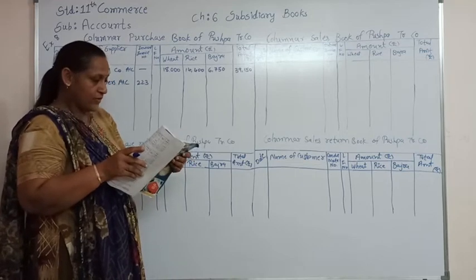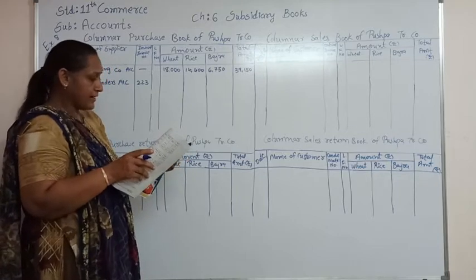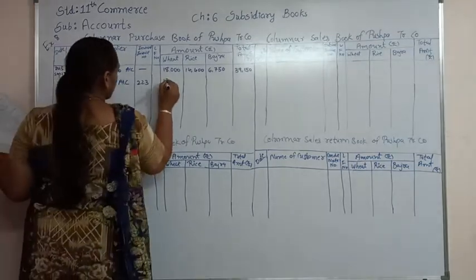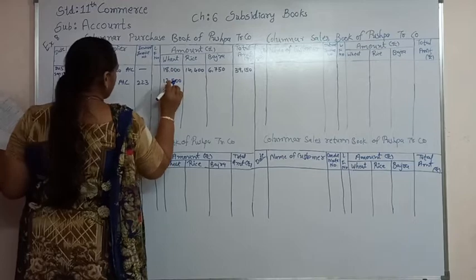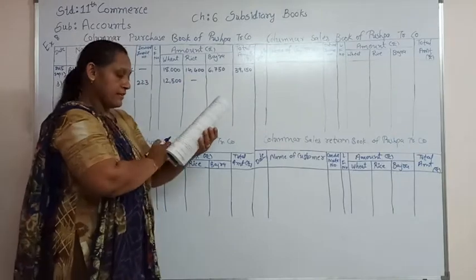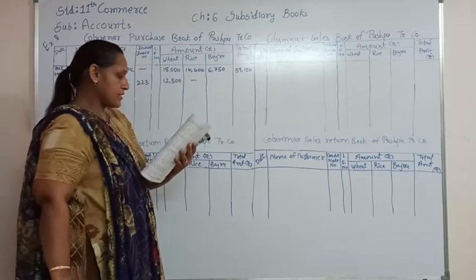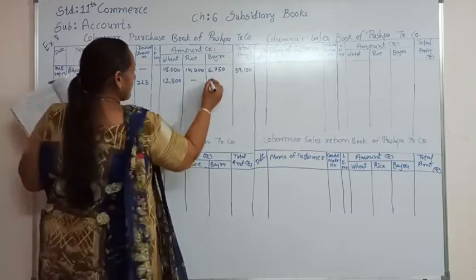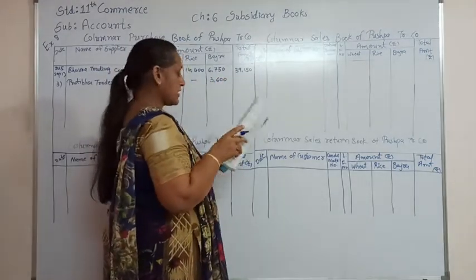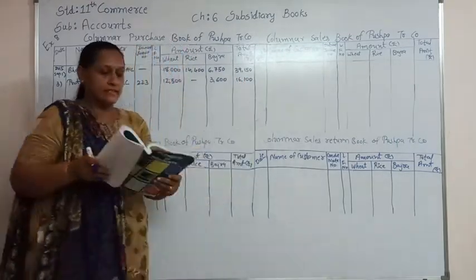So that will be 500 into 25, and again there is no trade discount, so straight we are going to write down 12,500. There is no discount, so straight we will write 12,500 for that. Okay. Now rice we haven't purchased, and the bajra will be of 300 kg and it is 12 rupees per kg, so that will be 3,600. So the total of this will be 16,100. So that is date number 3.